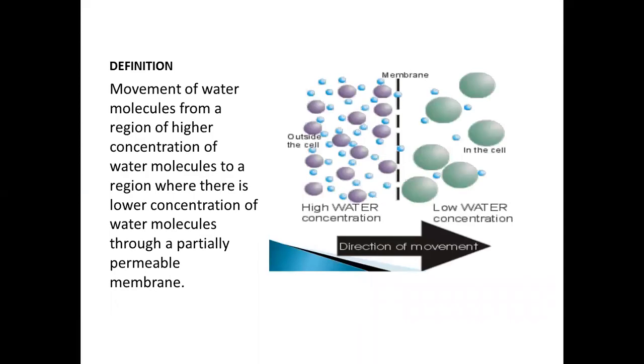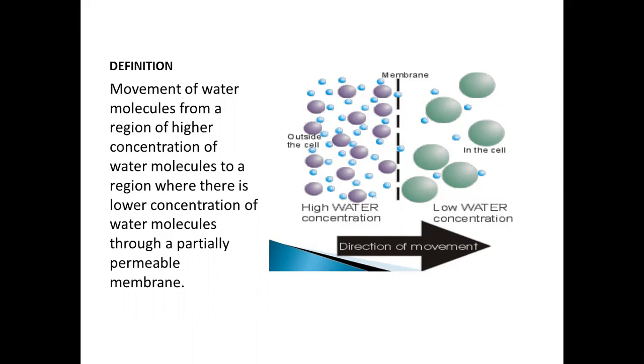In order to discuss the definition of osmosis, first we're going to revise diffusion. Diffusion was the movement of molecules from a high concentration region to a low concentration region. Now, if only water molecules are moving from a high water concentration region to a low water concentration region, then diffusion is given another name, and that name is osmosis. So osmosis is a kind of diffusion in which water molecules move from a high water concentration region to a low water concentration region.